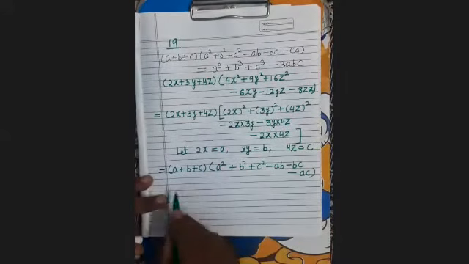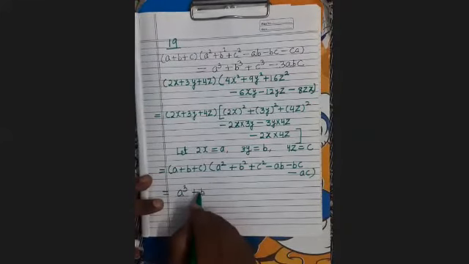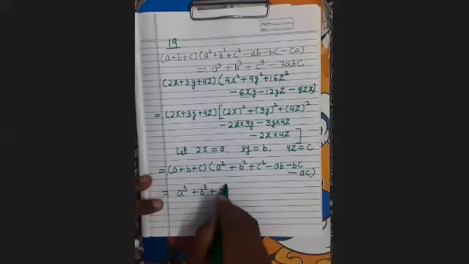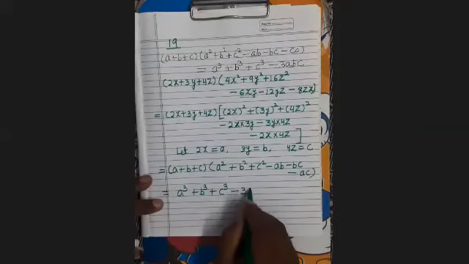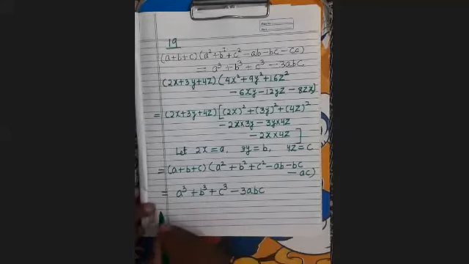It is equal to a cube plus b cube plus c cube minus 3abc. Now we will substitute the value.